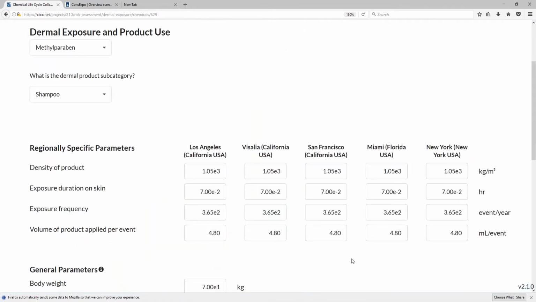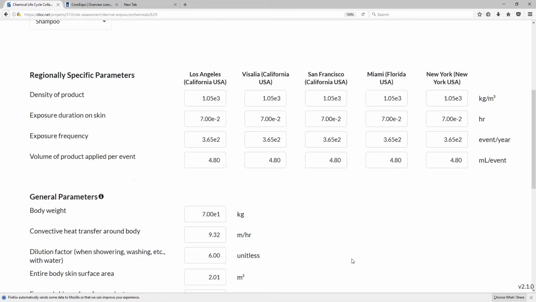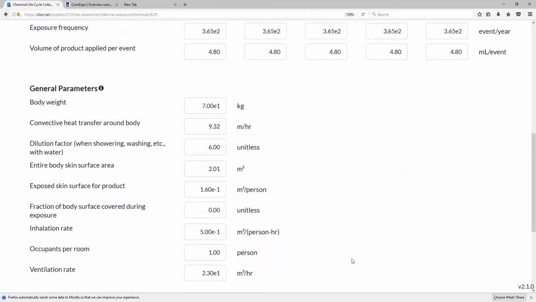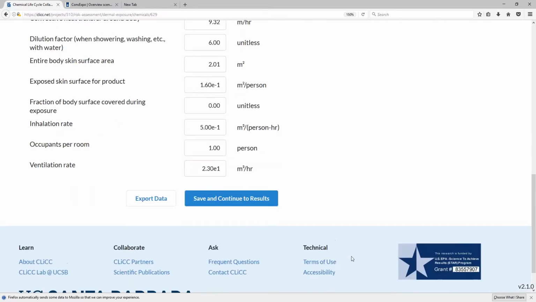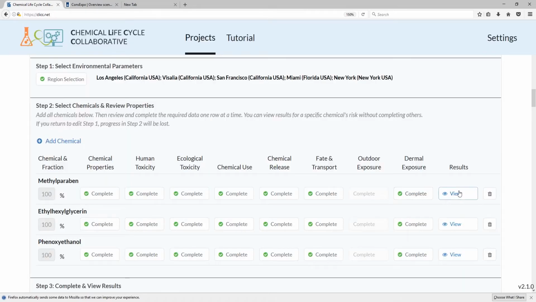So it needs information about the density of the product. That's important to have there. Exposure duration, exposure frequency, volume applied per event, and other information that's needed for the person using it. So we populate this information, but if you know different, you can use that and consider that for your calculations. And again, we checked it, compared it against context to make sure that we're doing this calculation.